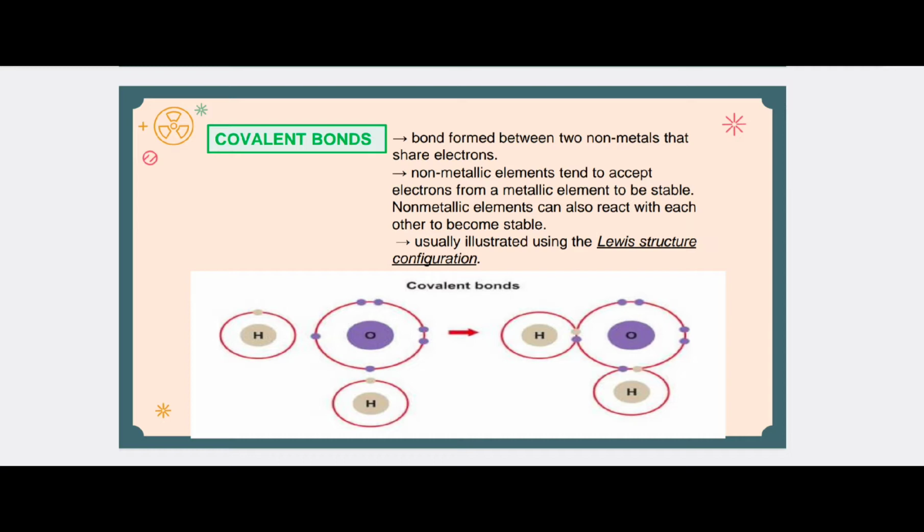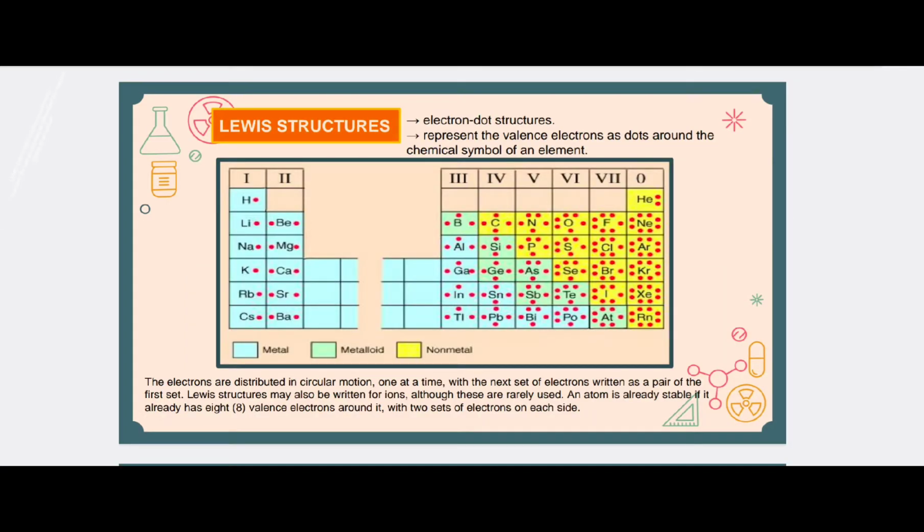There are several different ways we can draw organic compounds. One way to represent organic molecules is through Lewis structure. It illustrates what atoms are connected, and it shows bonds and lone pairs of electrons in molecules. Lewis structures, or electron dot structures, represent the valence electrons as dots around the chemical symbol of an element.